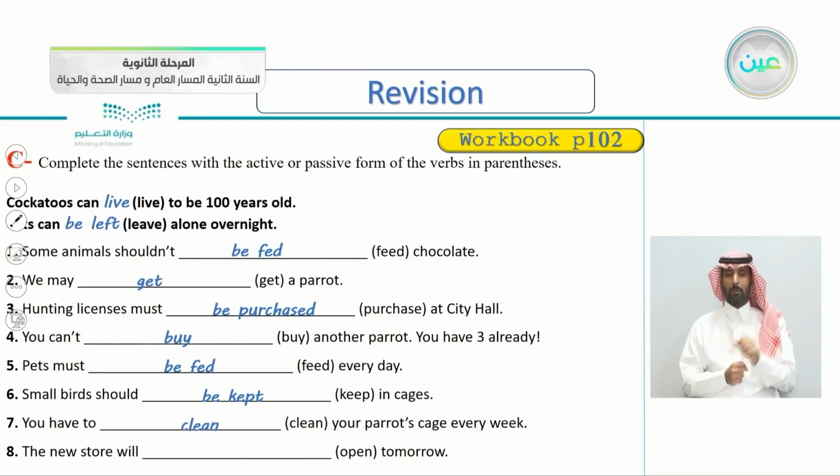Very good. The new store will open tomorrow. So the verb is open here. So who's opening the store? Maybe the owner, but it's not mentioned here. So we say the new store will open tomorrow, or you can say will be open tomorrow.